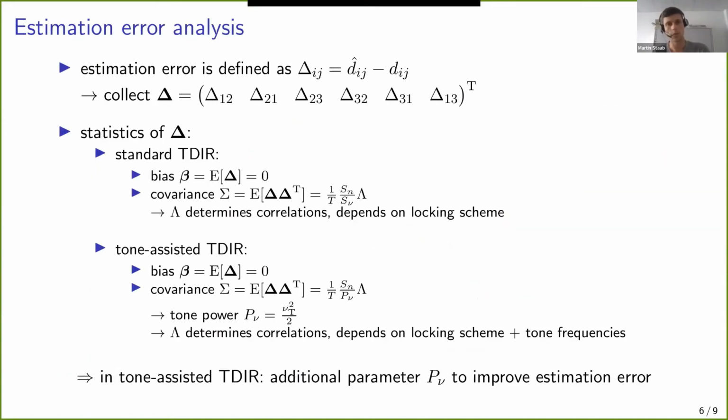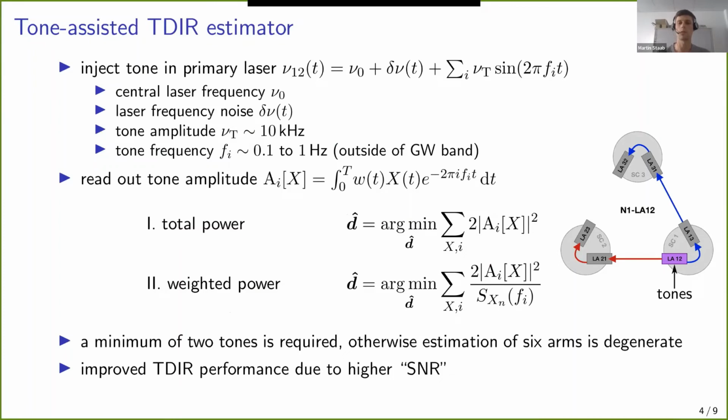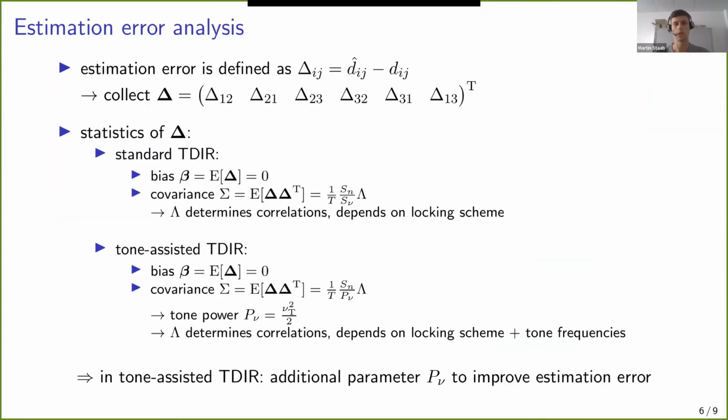Then to compare those two methods, I'm comparing the standard case, summing up the X, Y, and Z powers, and the tone-assisted case, the first one, so summing up the tone powers. I will compare them in the next slide. We just formulate our metric, so we know how good we are.